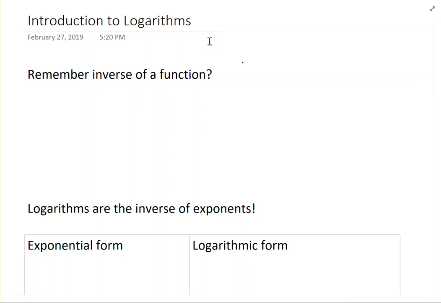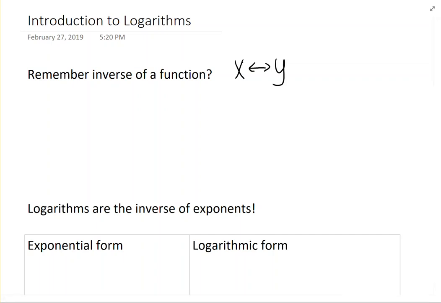Hello, so today's section is on Introduction to Logarithms. To start, we need to first remember what the inverse of a function is. If you think back to the beginning, there was a section on the inverse of a function, and that's when we take a function and we swap out the x with the y. We switch them around, and that becomes the inverse of a function.